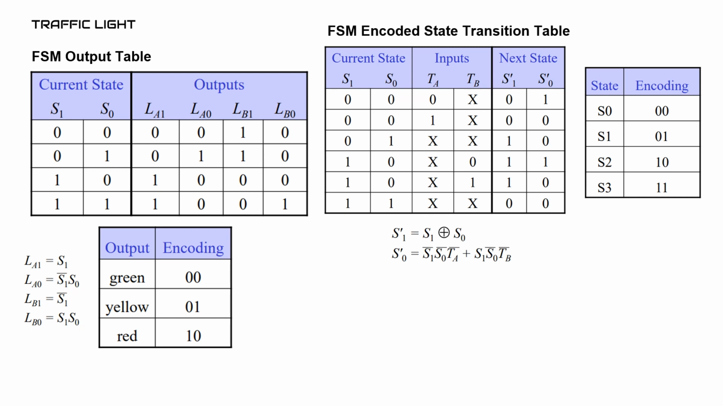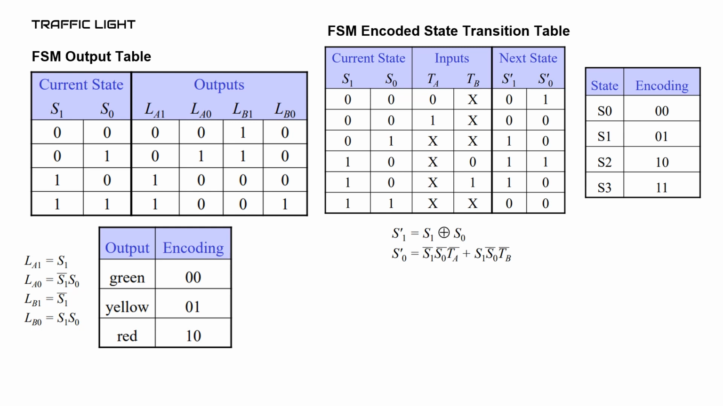In the third row, the current state is 0, 1, that means state 1, and we don't care about TA and TB. The next state is 1, 0, that means state 2. Then we complete the table following the transition diagram. After that, we use a K-map to get the equations of S0 prime and S1 prime. Let's move to output logic.